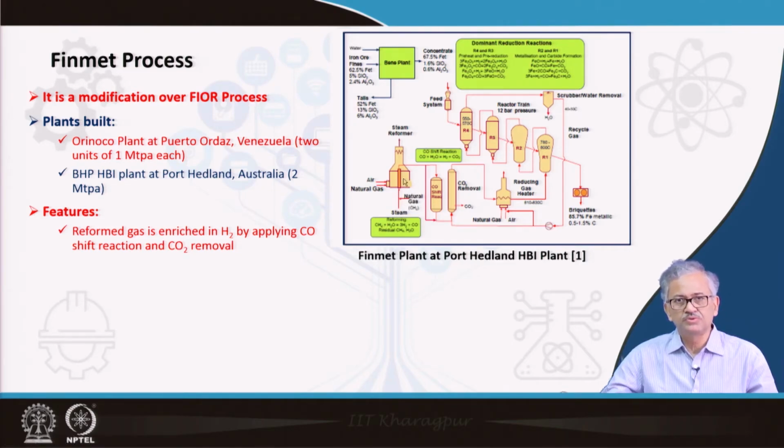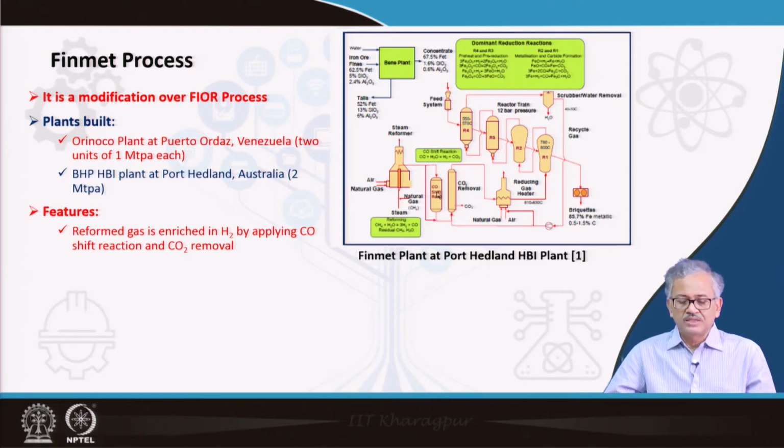And to the reformer, what you give is steam and also the natural gas. So it is the steam reforming. So you do the steam reforming of natural gas, that is CH4 reacting with the moisture H2O, it will produce CO and H2. And then with the CO and H2, you make a CO shift reaction like this, CO plus H2O forming H2 and CO2, such that you can increase the gas enriched in hydrogen.